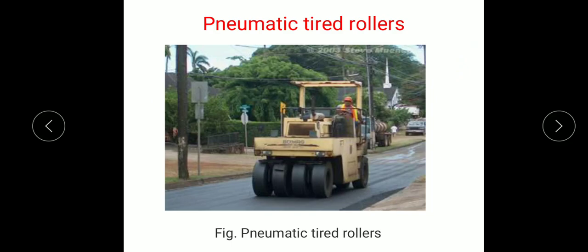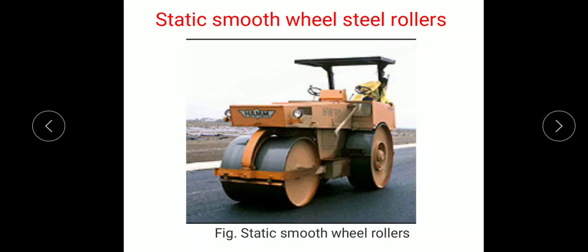Next type is the pneumatic tired roller. So here the figure shows a pneumatic tire roller. Pneumatic tires are provided for compaction purpose, therefore it is called a pneumatic tired roller, and such type of rollers are used for the compaction of a road surface where bitumen is used. Next type is the static smooth wheel steel rollers, and such rollers are very popular because these are static and smooth. This gives a smooth finish to the surface where we have to carry out the compaction. So here we can see a static smooth wheel roller.